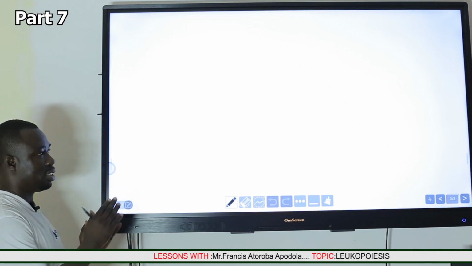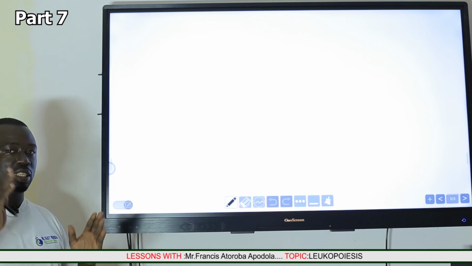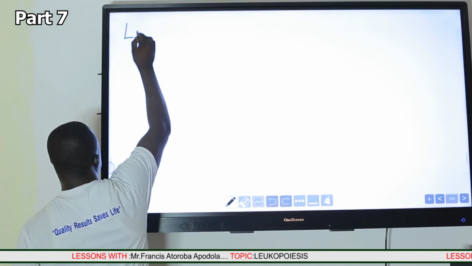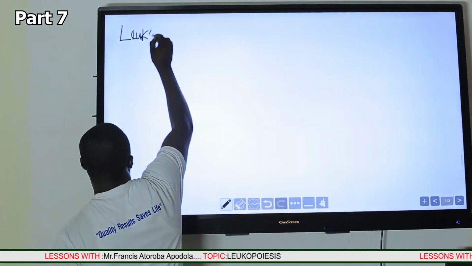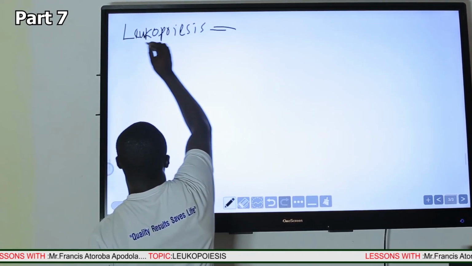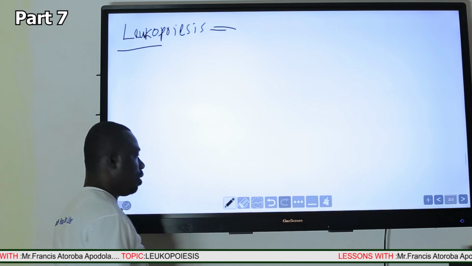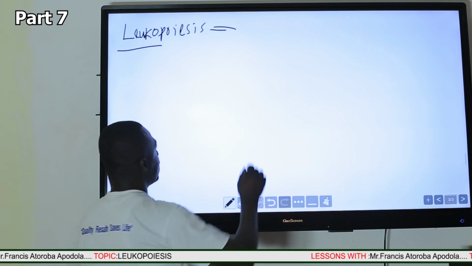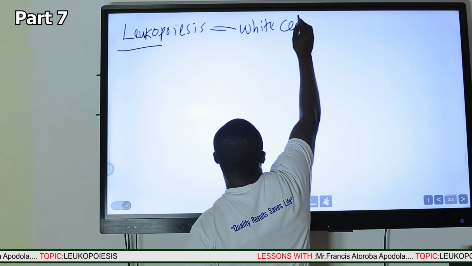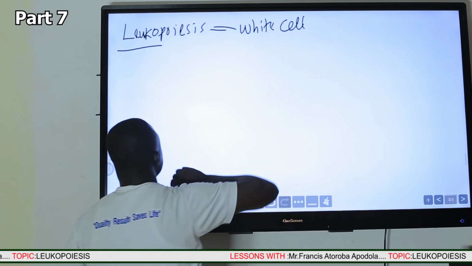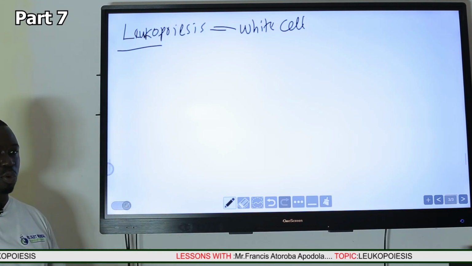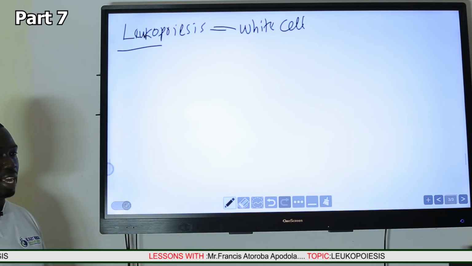In today's lesson, we shall be looking at the process of leukopoiesis. So leukopoiesis actually means the production of white blood cells. The word part leuko in the language of medicine means white, and poiesis means production. Therefore, if poiesis means production, then leukopoiesis simply means the production of white blood cells.